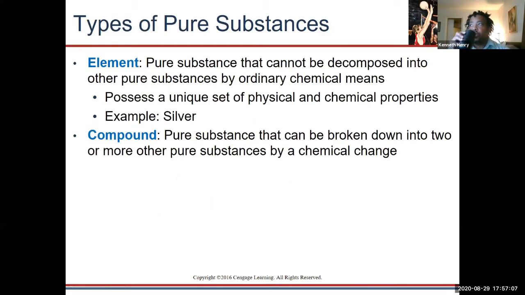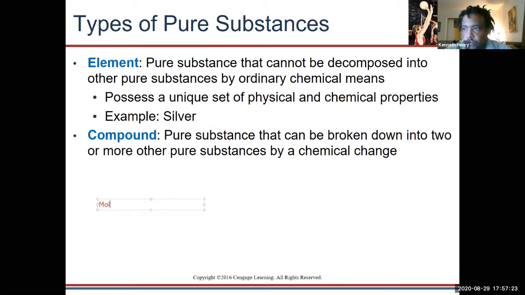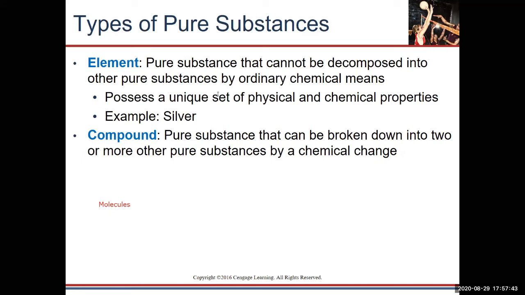Okay, so elements, compounds, and molecules. An element is a pure substance that can't be broken down to anything else. They're also going to be the things that you see on your periodic table. Have you guys seen the periodic table? Yes.